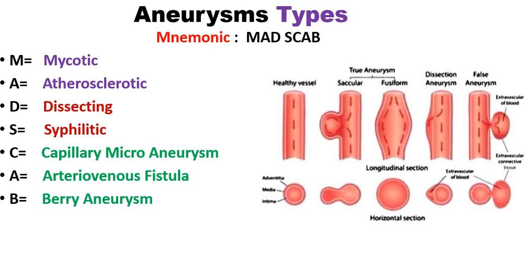So this is all about the aneurysm types, and the mnemonic is MAD SCAB. I hope this is very easy for you to understand.